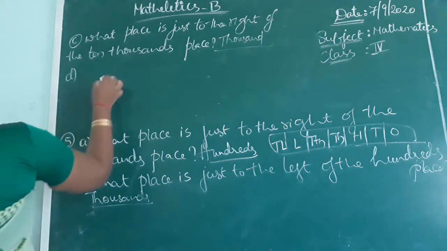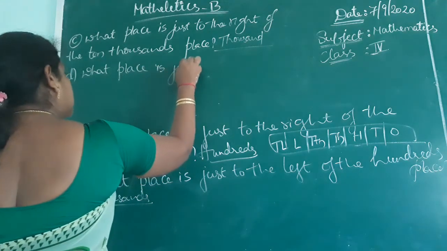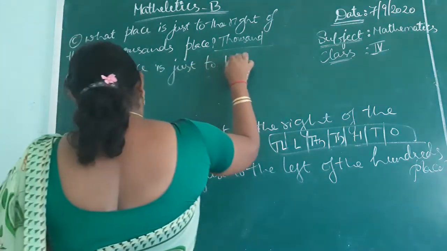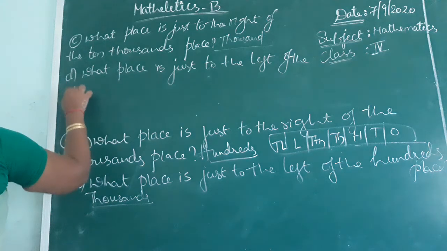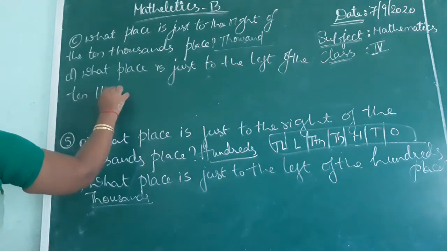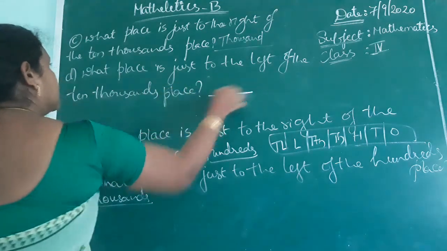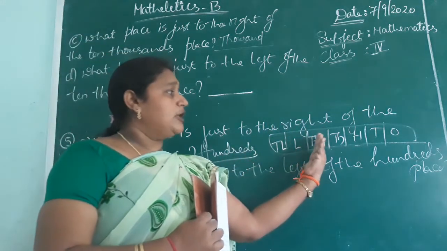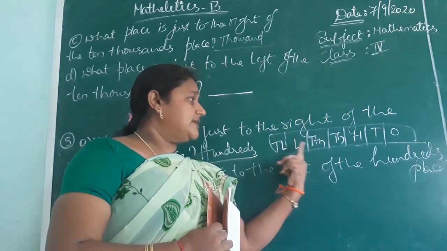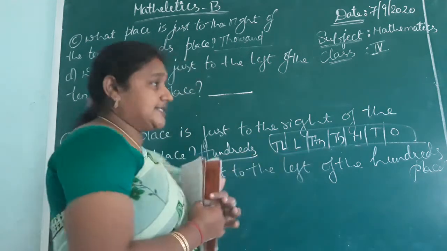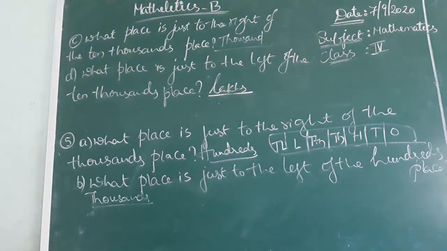What place is just to the left of the 10,000s place? Observe. Left means this side of the 10,000s place. What is before 10,000 on this side? It's nothing but lakhs. Okay. See the next one, children.